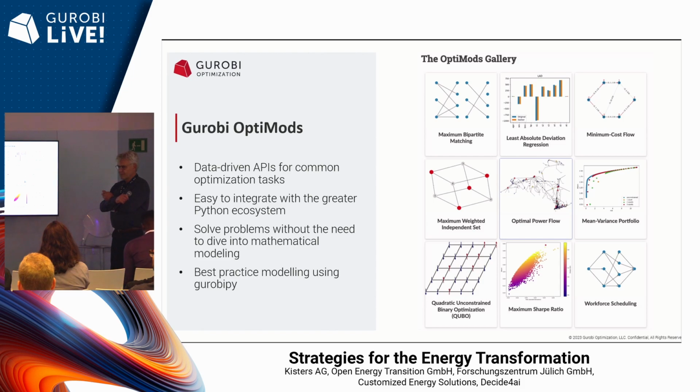We are all used to the fact that suddenly we stand in front of a problem and we want some solution, and we don't go straight into building our own solution first, right? We Google, we maybe find some code from other people, some repositories, and this really is a first attempt to provide such solutions. So with these Gurobi Optimods, you can solve problems without the need to dive into mathematical optimization. And they're also a way to show best practice modeling using gurobipy. And this is in addition to the modeling examples that we have already published as Jupyter notebooks.